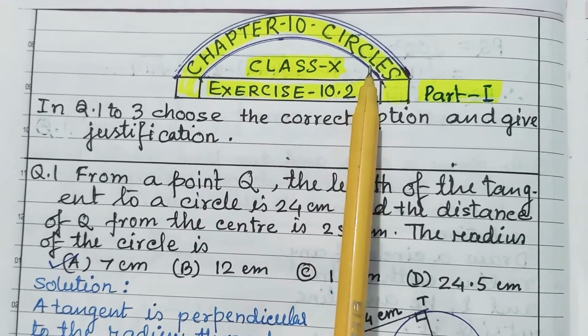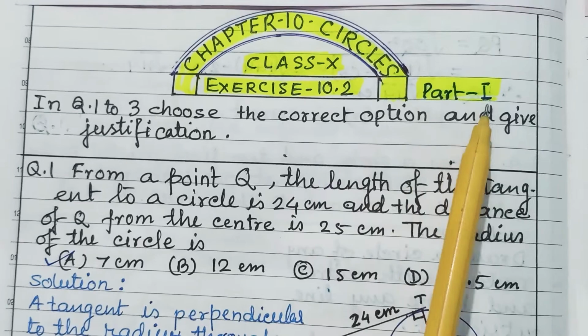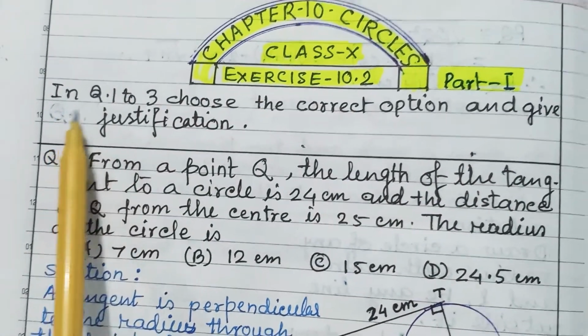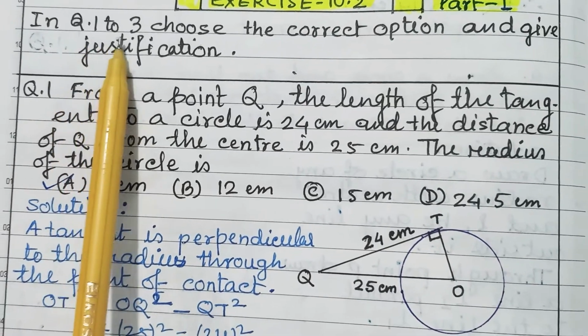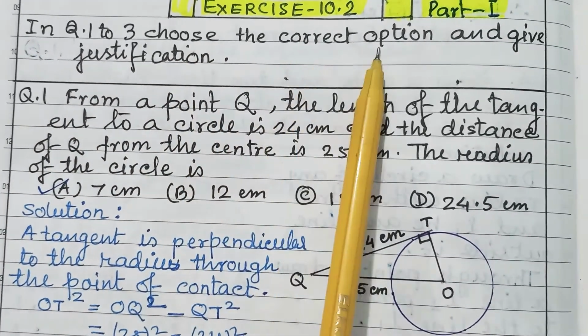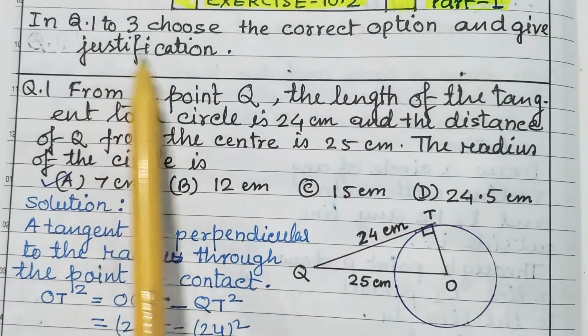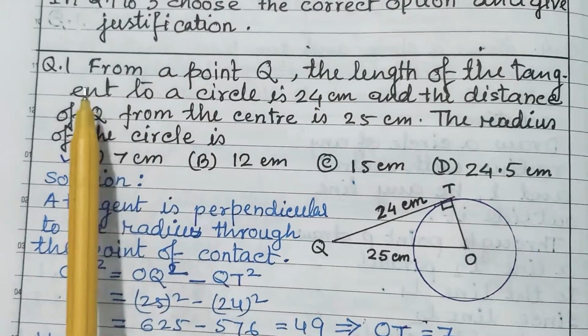Chapter 10 Circles. Exercise 10.2 Part 1. In Part 1 I will explain from question number 1. Questions 1 to 3 are actually choose the correct option, and you have to justify the answer. Justify answer means you have to show the calculation also.